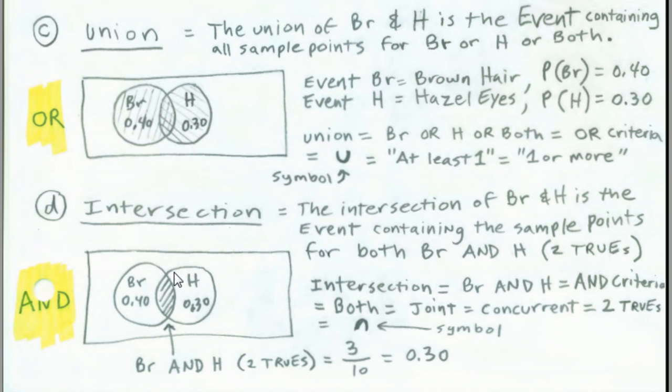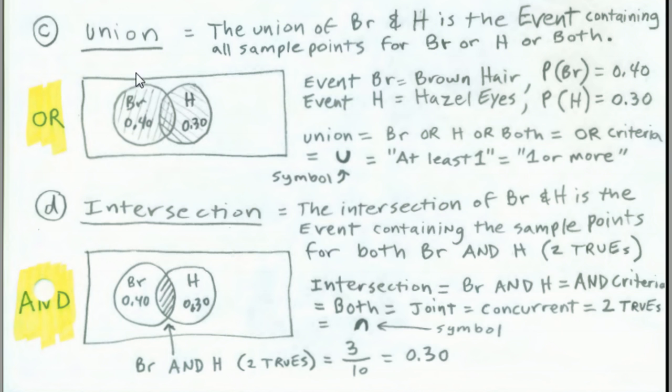Now, intersection, this is the and situation. There's a bunch of words for those. Intersection. We could also say brown and hazel. We could also say and criteria, which is what I tend to do in some of the other classes, non-statistical classes, straight data analysis. It's an and logical construction, just like up here, this is an or logical construction. But it's the same. Here in statistics, it's exactly the same. We just have some different words. But check this out. They also say both when there's 2. They say joint. They say concurrent. And also, you can think of it as getting 2 trues.